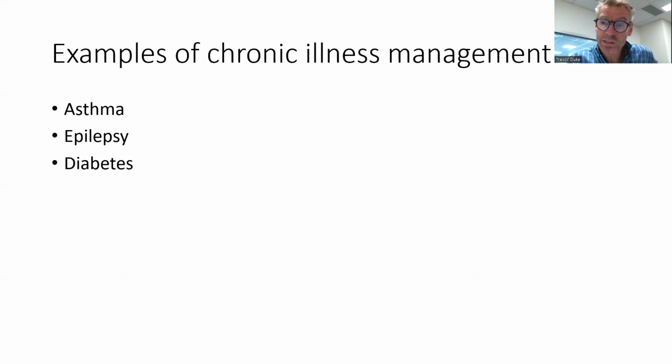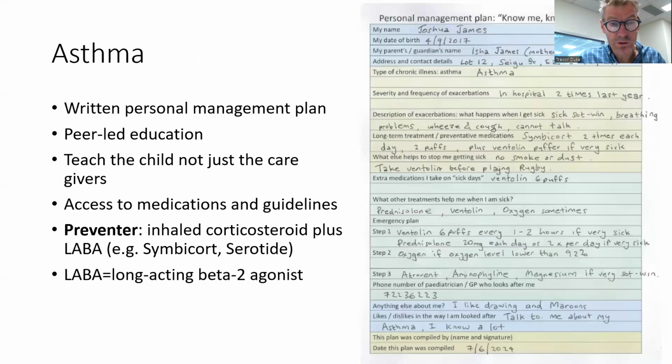I wanted to just give 3 examples of some evidence on how to manage chronic diseases. And again, what you'll see are commonalities between these conditions. So I'm going to say something about asthma, something about epilepsy, and something about diabetes. And it won't be so much about the medical management, although there'll be a little bit about that. But mostly it'll be about the common features of these diseases and how we can take a chronic care model to look after such children.